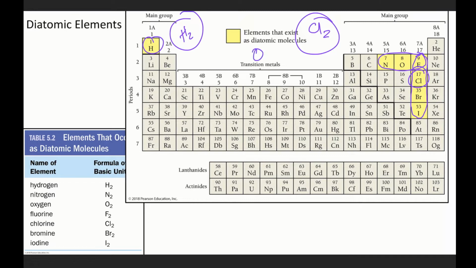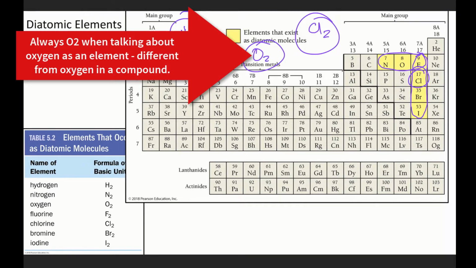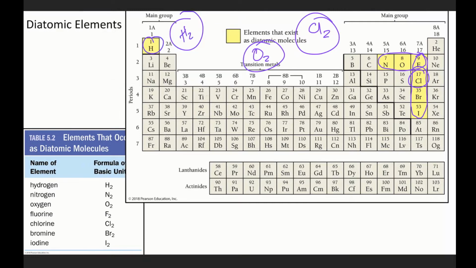And oxygen is one you should be familiar with. We don't write O anywhere. We always write O2 when we're referring to the oxygen that we breathe or the oxygen that's present in the air. So there are a bunch of elements that do not exist as atoms. They only exist as molecules, which are atoms that have been chemically bonded together. And like your book says, there is this list of diatomic elements.